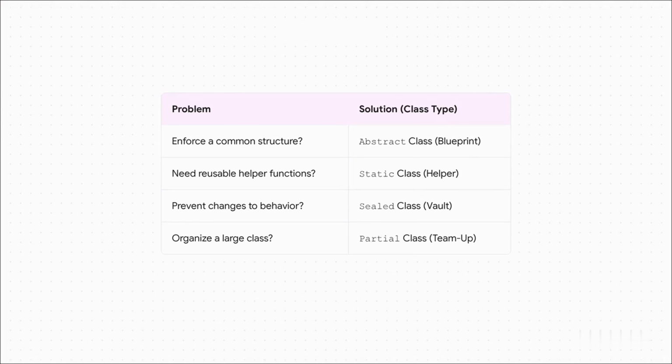If you find yourself needing to enforce a common structure, you grab the abstract class blueprint. If you need simple, reusable functions you can call from anywhere, the static class helper is your go-to. If you need to lock down critical code and prevent changes, you put it in a sealed class vault. And if you're trying to organize a huge, messy class, the partial class lets you and your team work together. 4 common problems, 4 really elegant solutions.